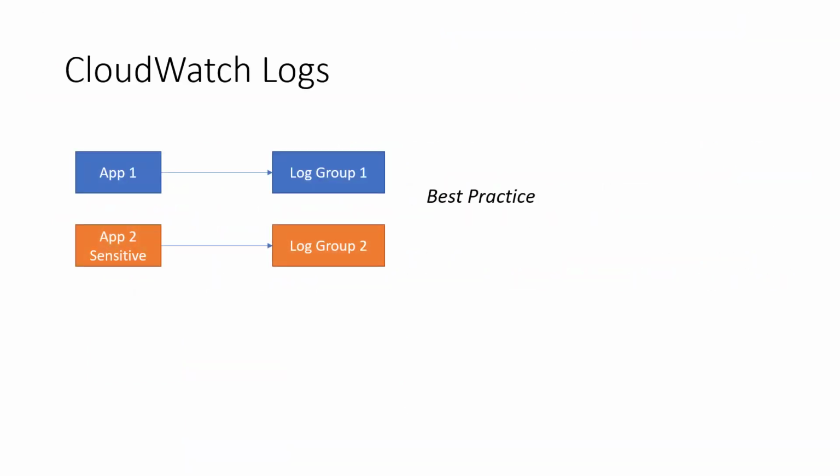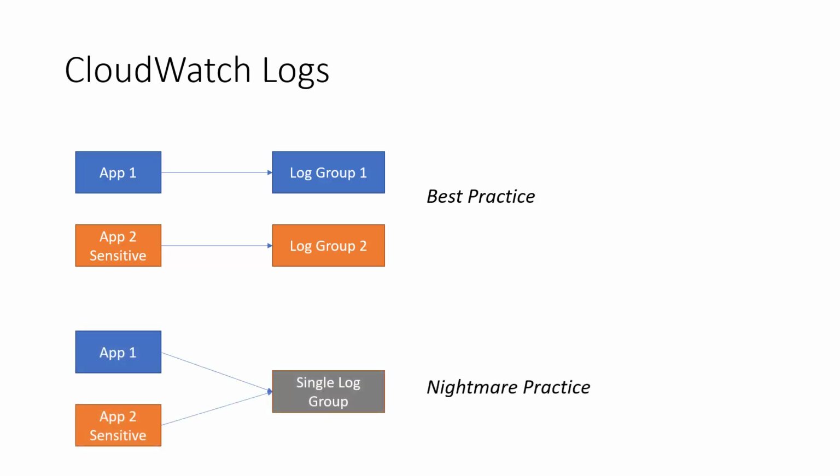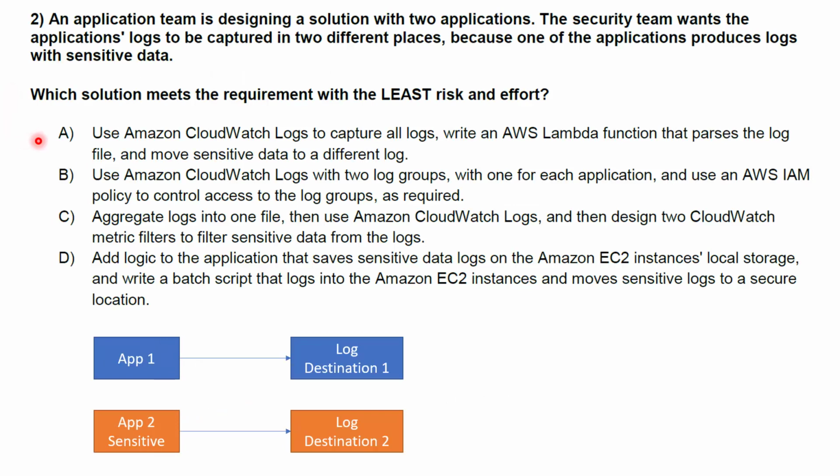When working with CloudWatch logs, we need to create a separate log group for each application. Using a single log group for both the applications will mix log events and cause all kinds of issues. So a best practice is to create application-specific log groups. Let's look at the answer choices.